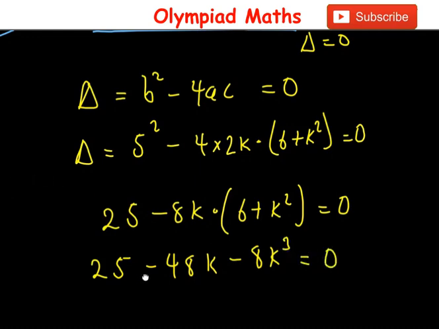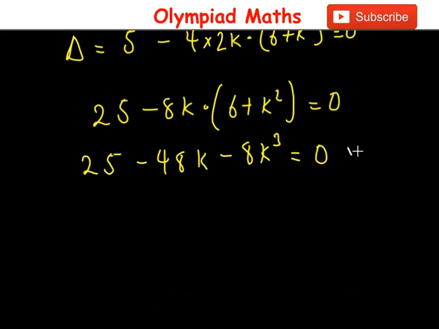This equals 0. So from here, we are going to then multiply this equation by minus 1.